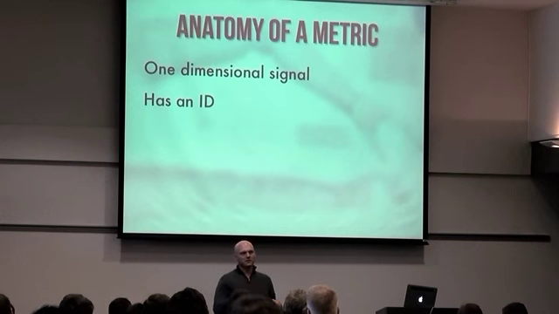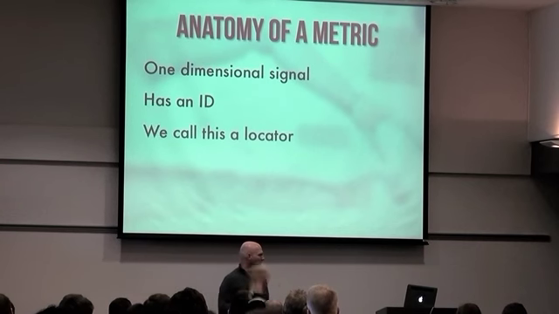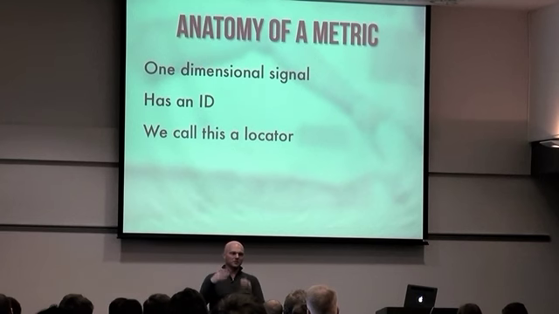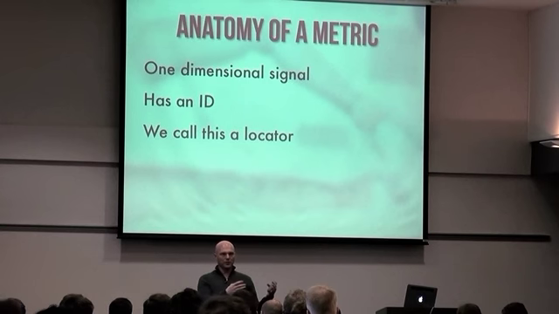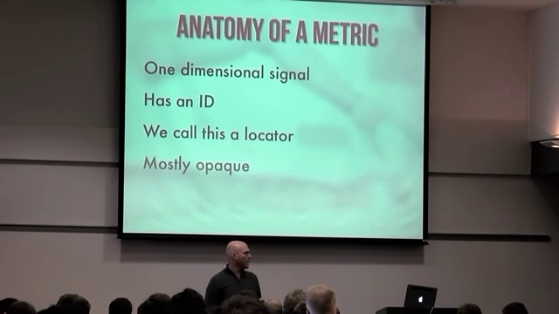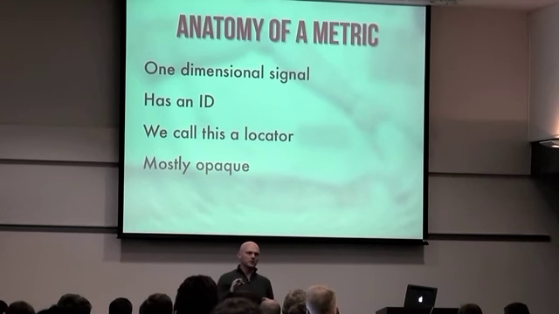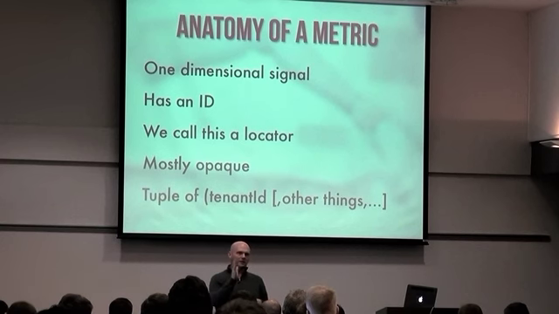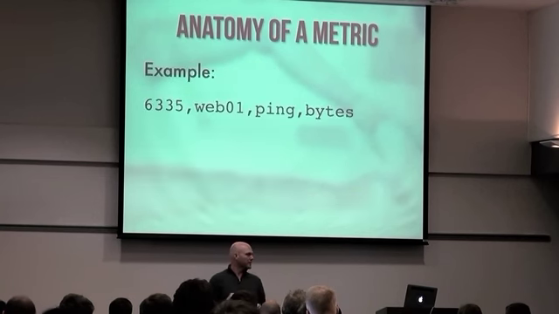Now, in the rest of this presentation, I'll say ID and I'll interchange it with what we call a locator. A locator is something that's used in the Blueflood code base as a concept for a metric ID. It's mostly an opaque string as far as Cassandra and most of Blueflood goes, but the nice thing is that it's a composite key that always will start with the tenant ID of who owns the metric. And anything after that, it's up to you. You can stuff as many things in there as you want.